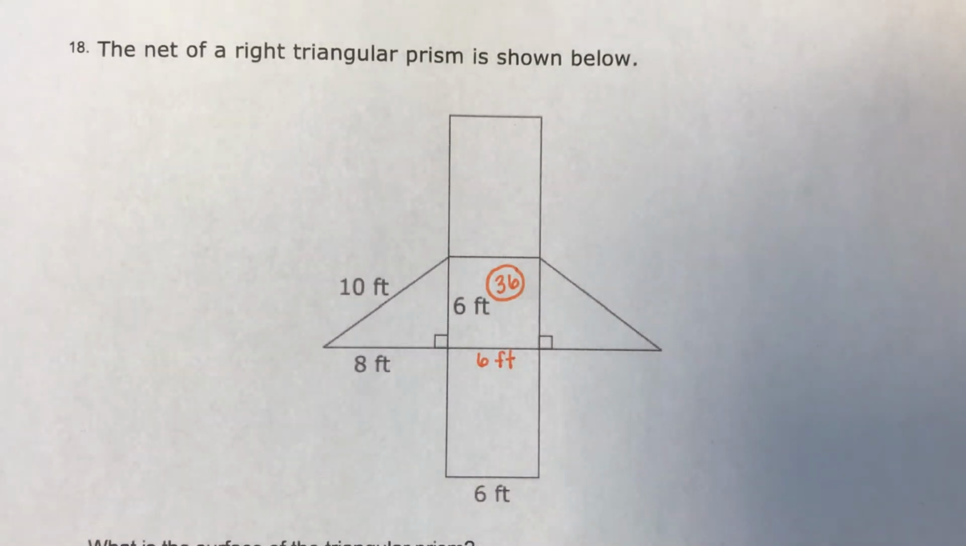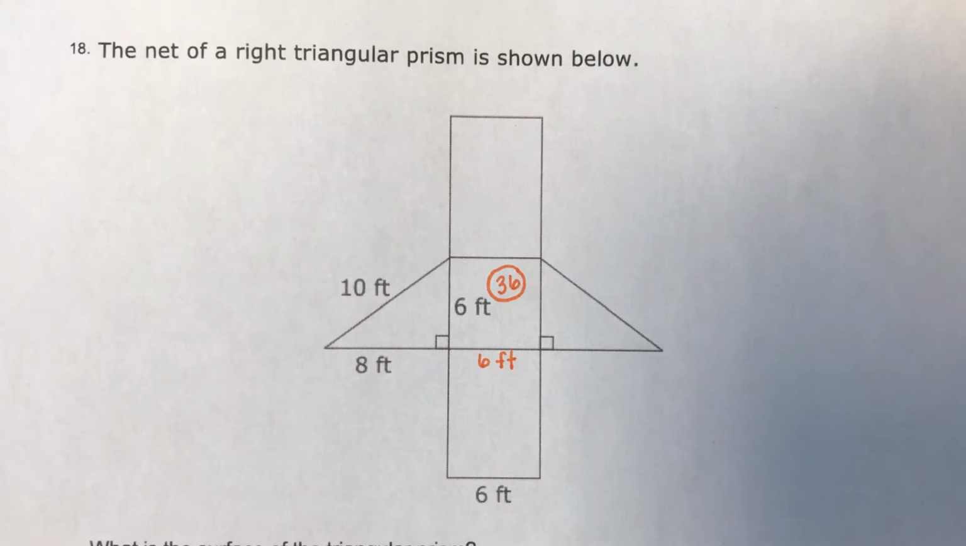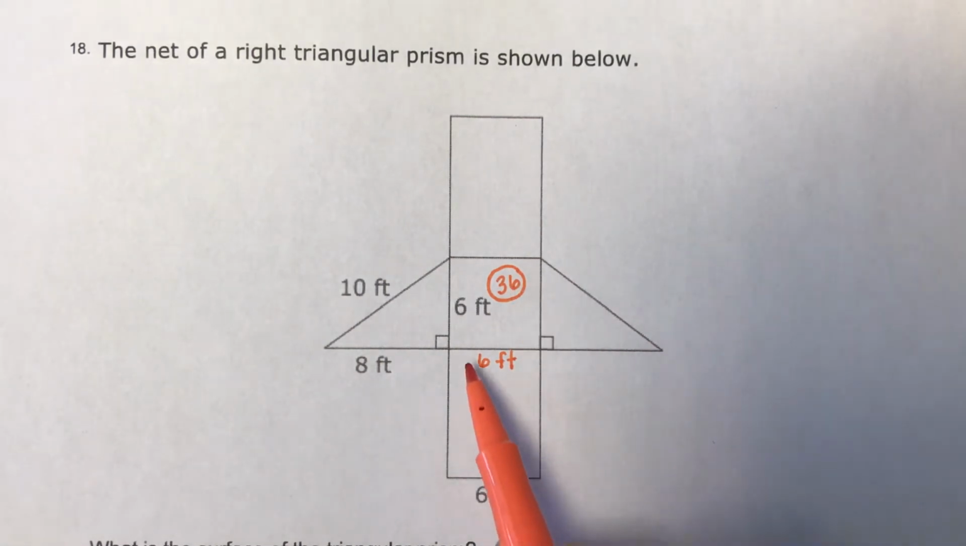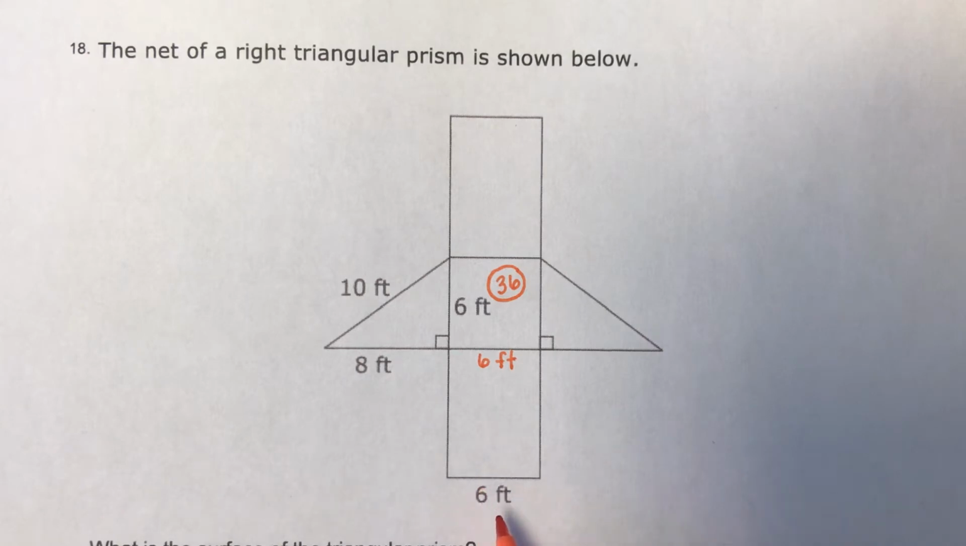So I'm going to put 36, and I'm going to circle it so that I know that I've finished with that shape. Alright, and a lot of times what's nice with these figures is that once you find the area of one side, you've got the other side because it's a match. It's congruent. So if I go to this rectangle right here, I can clearly see that this side right here is 6. They made that easy for me.